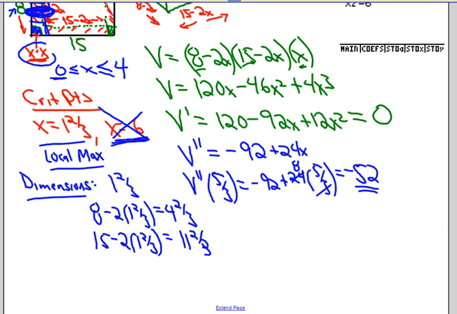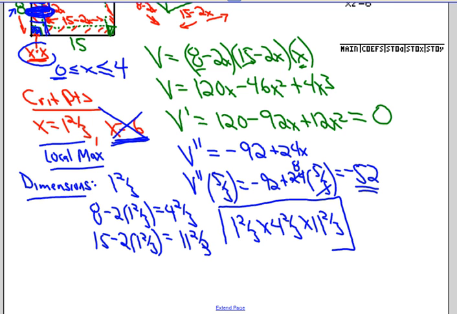Interesting dimensions. So our dimensions are 1 2/3 by 4 2/3 by 11 2/3. And they'll seem like really strange numbers. Hopefully, if you're listening to this, you will check the answer key and make sure that's right. And if it's wrong, let me know. But those are the dimensions.